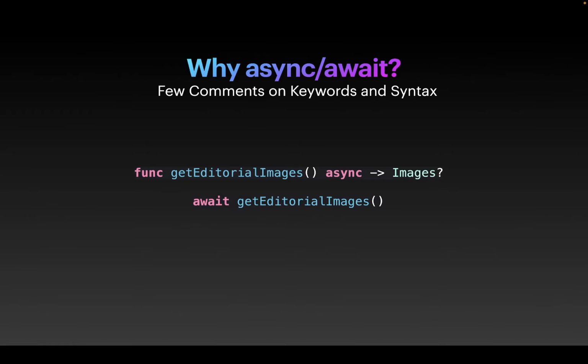Now, there are still a few more comments on the keywords and syntax when you are using async await functions. For example, I have some function to implement, and the signature looks like that. For example, the first function is named get editorial images. If we want to define this function as an async function, we have to mark it with the async keyword, and the keyword goes after the parameter parentheses, but before the return type.